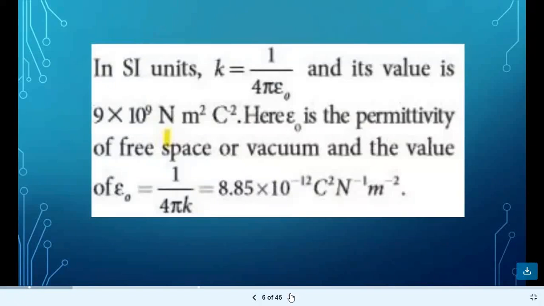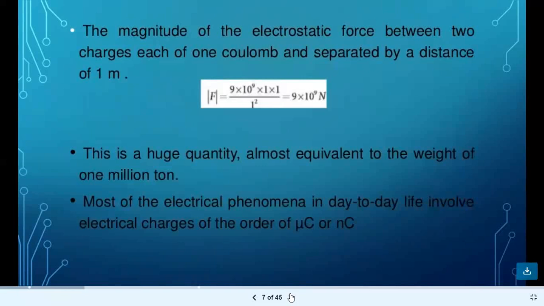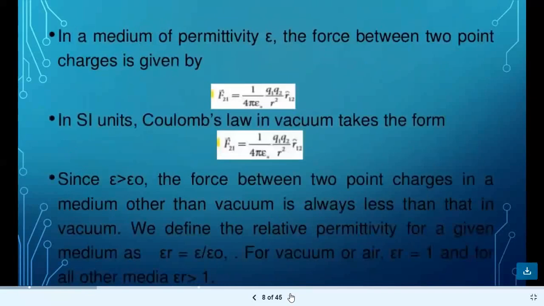In SI units, the value of K is 1 upon 4 pi epsilon naught, and its value is 9 into 10 to the power 9 Newton meter square coulomb to the power -2. Here epsilon naught is the permittivity of free space or vacuum, and the value of epsilon naught is 8.85 into 10 to the power -12. Again, if we go further, the magnitude of the electrostatic force between two charges, each of 1 coulomb, separated by a distance of 1 meter is a huge quantity. We measure in microcoulomb and nanocoulomb.